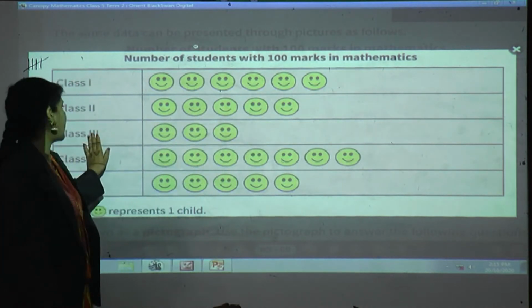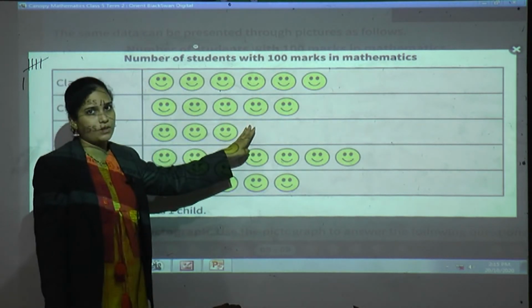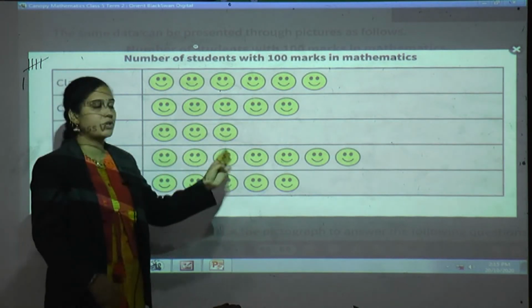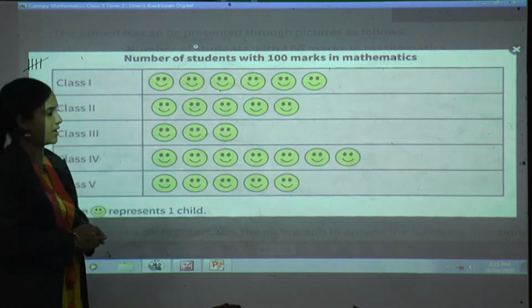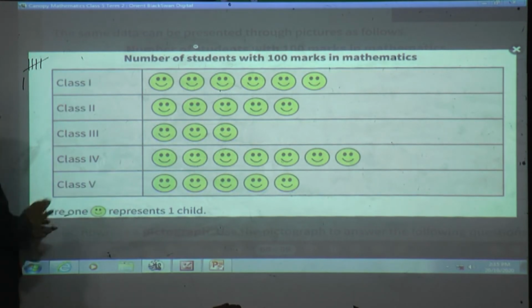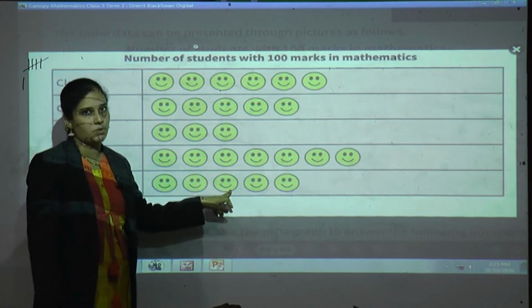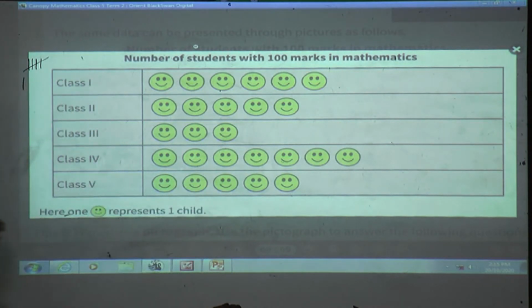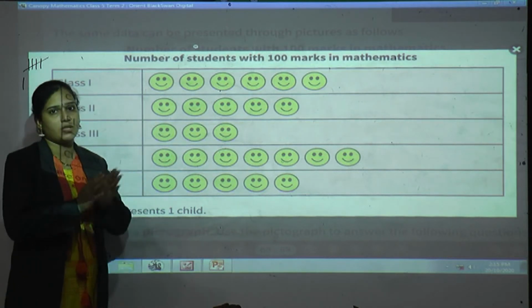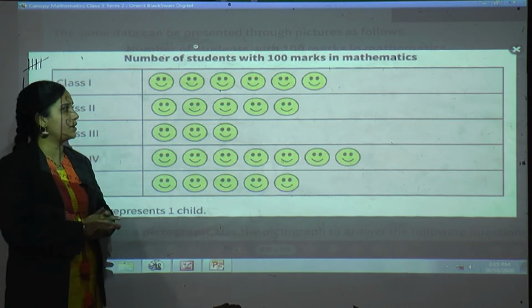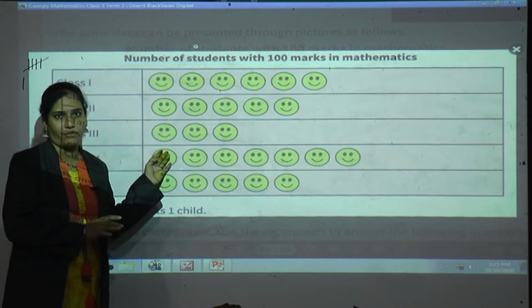Okay. And in class 3, 3 students got 100 marks. And in class 4, 7 students got 100 marks. And at the last, class 5, 5 students got 100 marks. That's why here are the 5 smileys. Okay. So in this way, we can present the data in the form of pictures or symbols. This is called a pictograph. This is a type of graph.